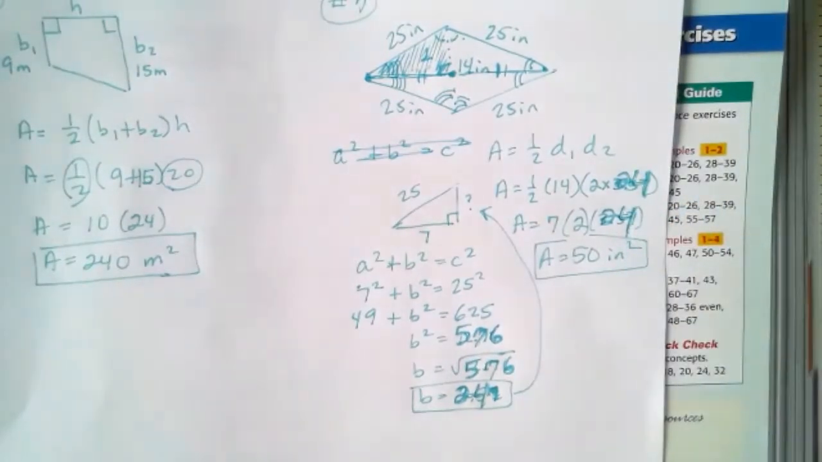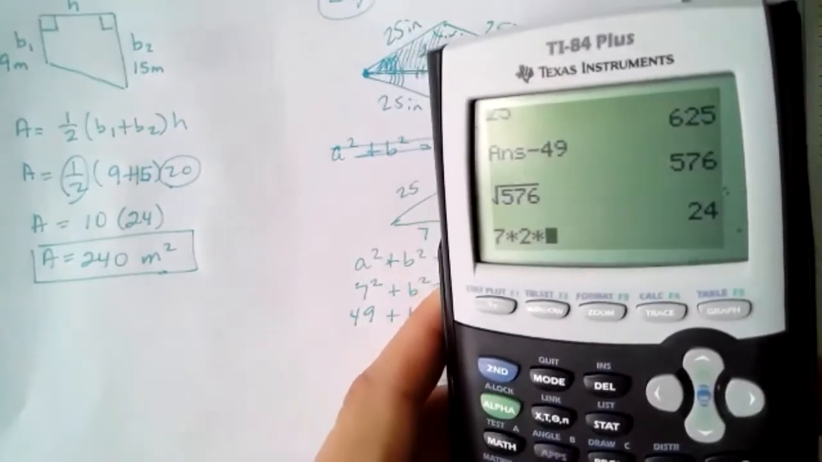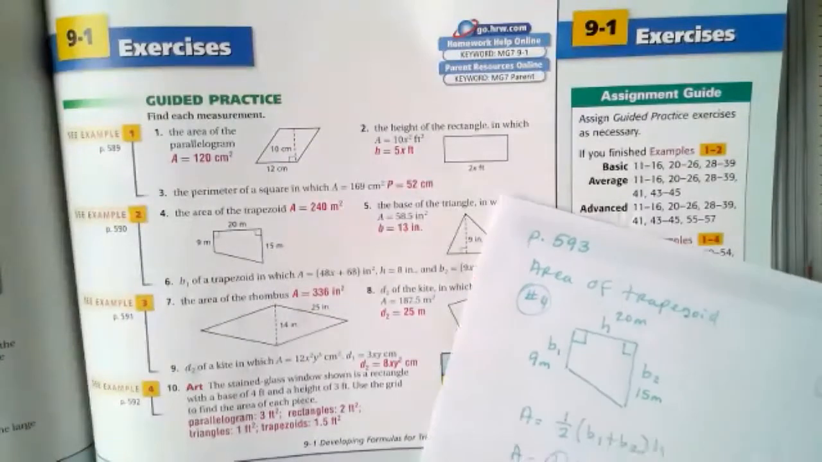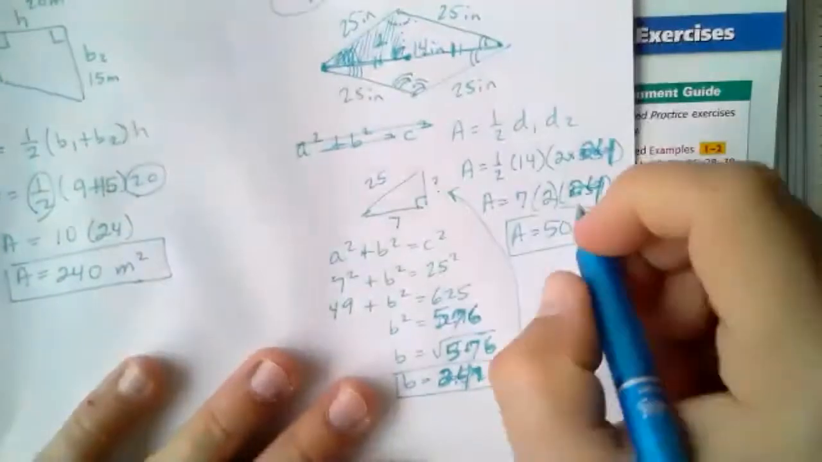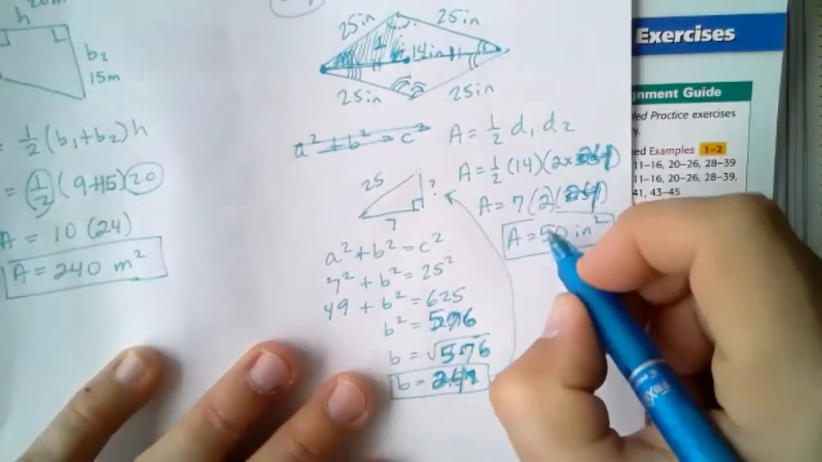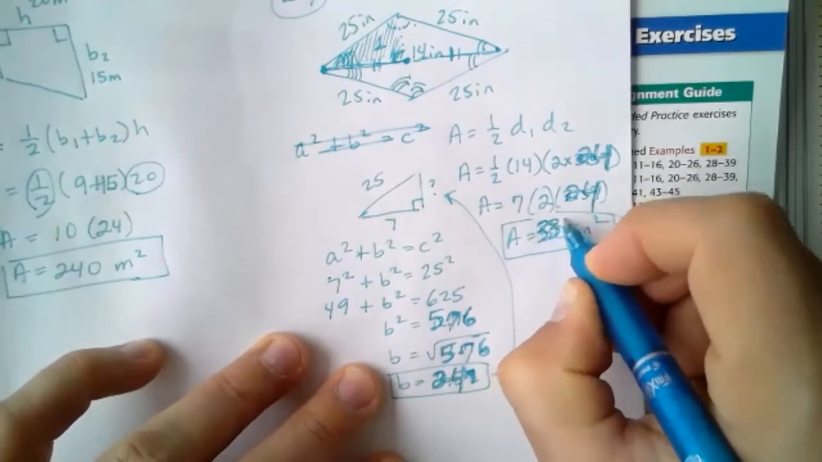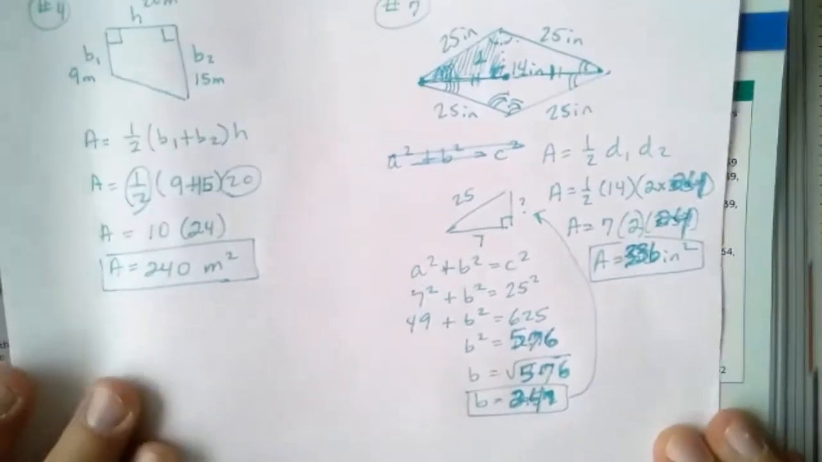Let's double check this. So I'm getting 7 times 2 times 24. I get 336. And that's what the book gives me here. So I think I'm good now. I must have really messed up right there. So the answer was 336. My bad, oops.